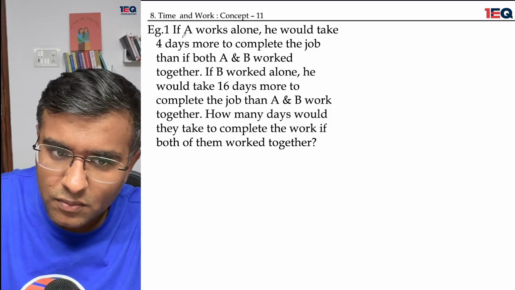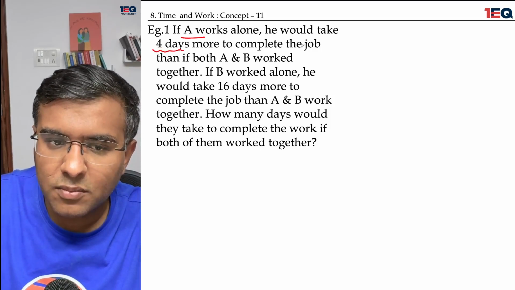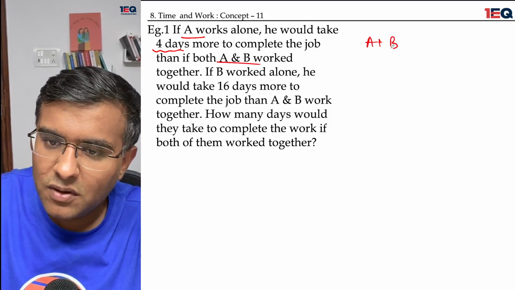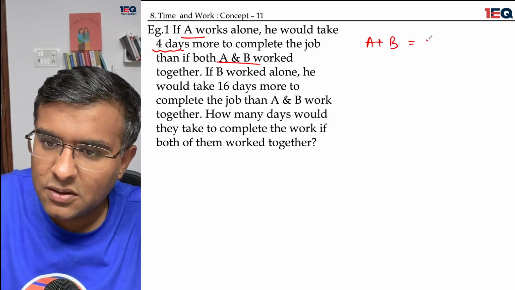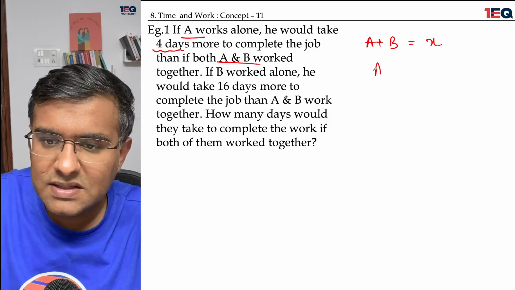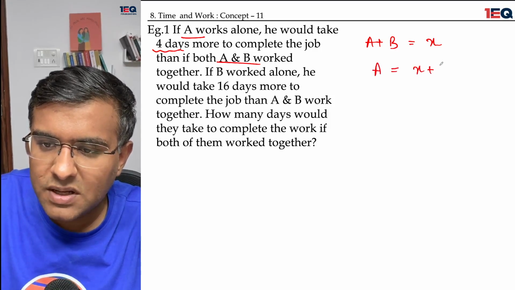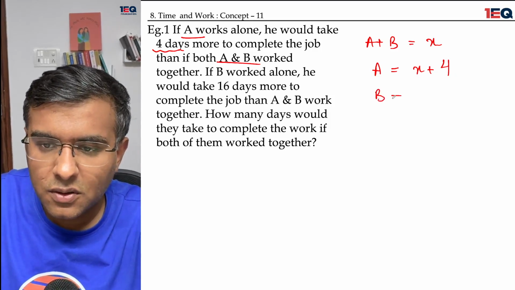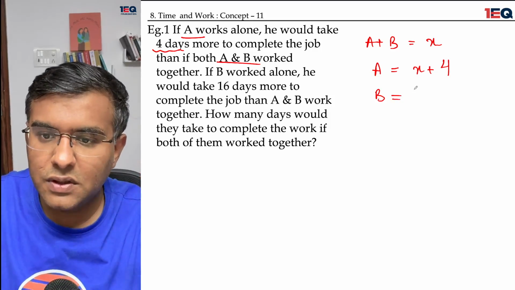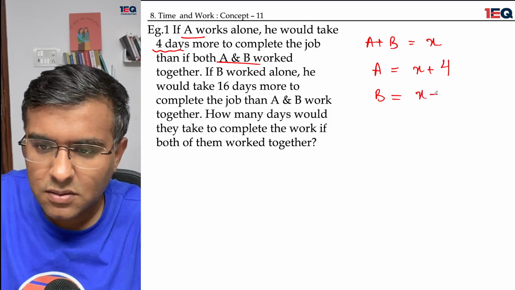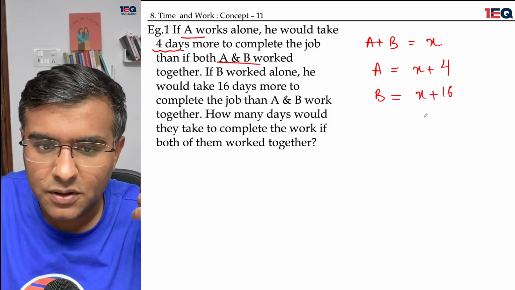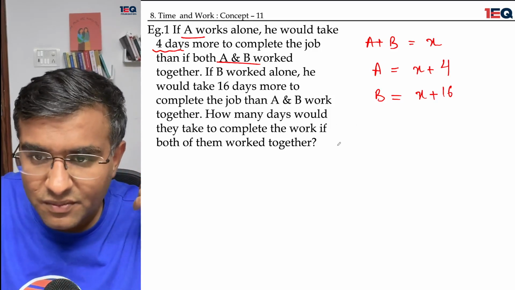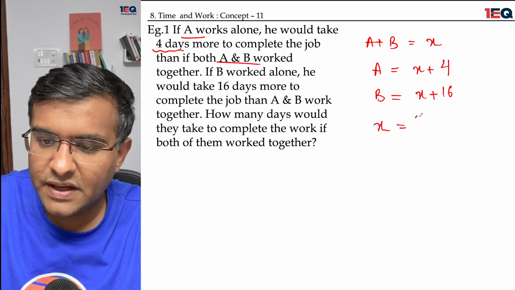A works alone. He would take 4 more days to complete the job than if both A and B work together. Let's assume that A and B work together and they took X days to complete the job. A took X plus 4 days to complete the work. B also worked alone, and he took X plus 16 days. So how much time would they take together if both of them work together? It means they are asking the value of X.